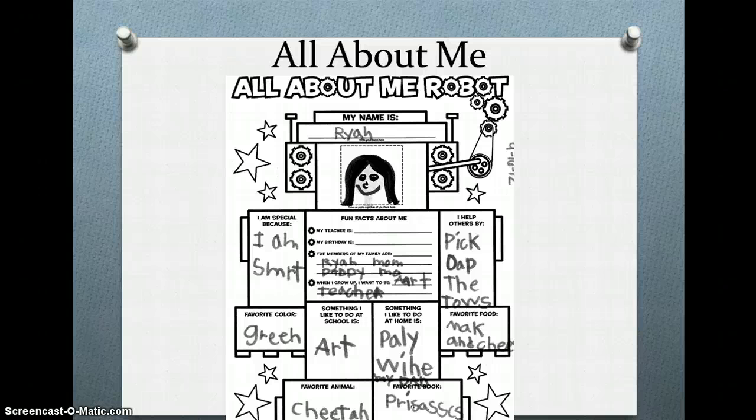So it was kind of right there I got an idea of her level of confidence when it comes to writing. She was very positive about it, eager to do it, so I could tell just from that simple exchange, I could already get some good anecdotal record data from her. So she did the All About Me robot herself.